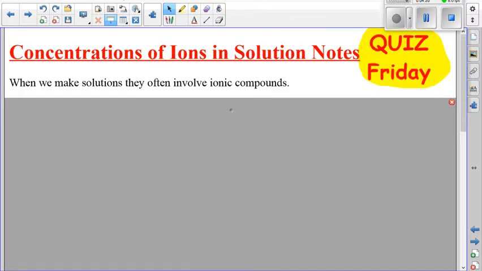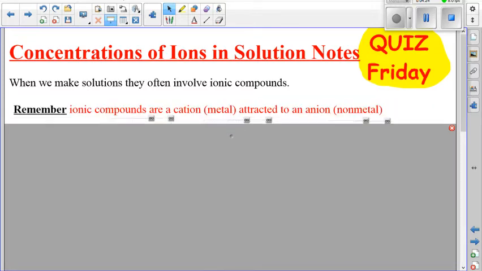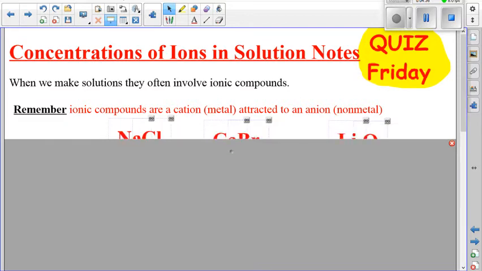When we make solutions, they often involve ionic compounds. And to remind you, an ionic compound, that's when you got a cation, which is usually a metal on the left side of the periodic table, and an anion, which is usually a nonmetal on the right side of the periodic table. So remember, cats are positive.